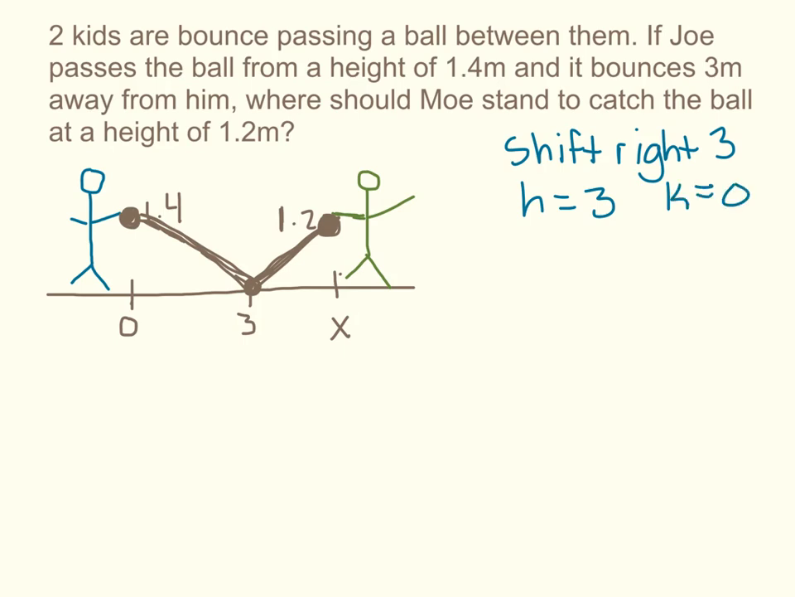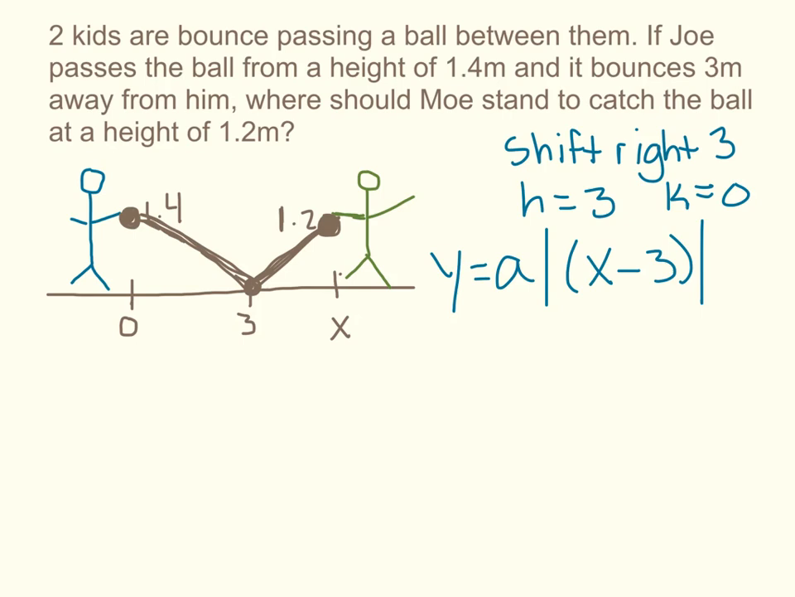So what we know is we've got our equation, y equals a times the absolute value. We're going to let b be 1, and then we need x minus 3, and then we need plus nothing, right? So we just have y equals some a value times the absolute value of x minus 3. And we just need to figure out what a is.